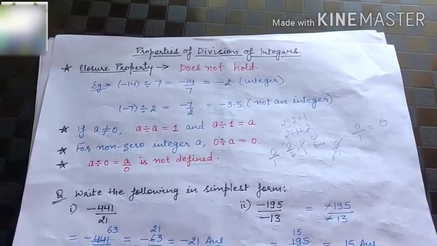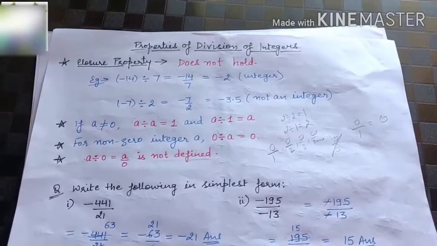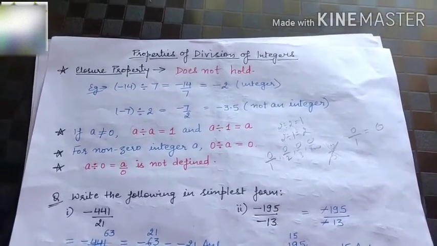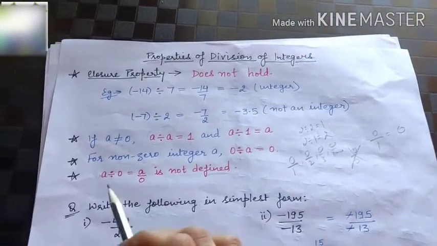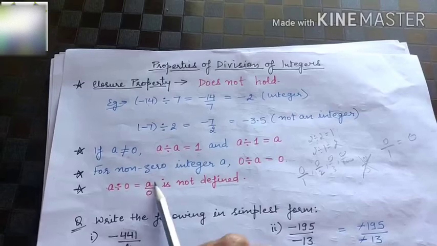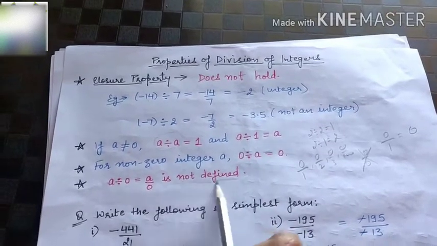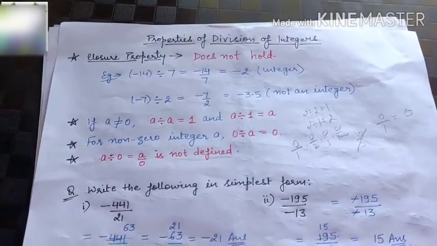But can you divide 0 by 0? No, it is meaningless, as I told you. And any integer cannot be divided by 0. So a divided by 0 or a upon 0 is not defined. We cannot define it, right?